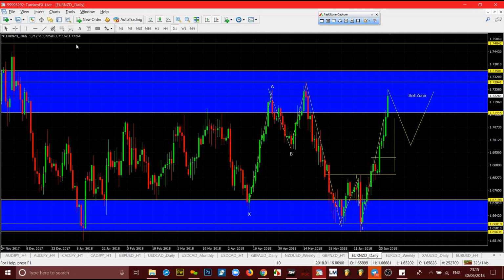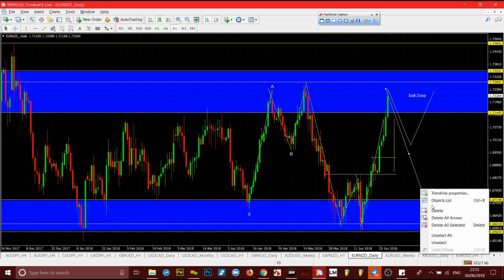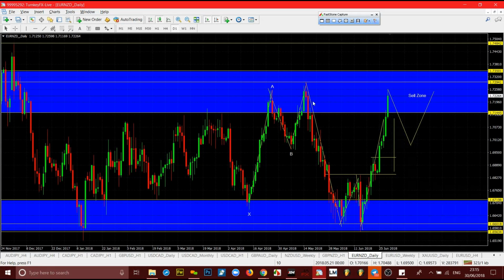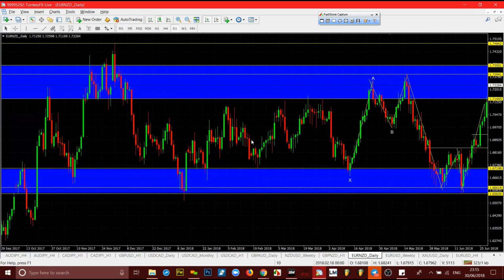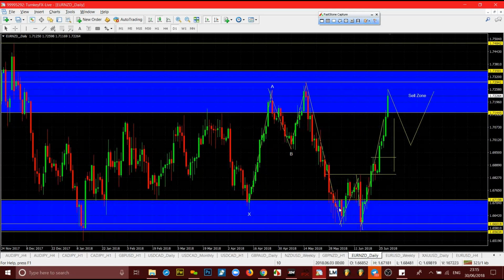So if you get in, try not to get in and expect it to go all the way down. It may not do that in one go. Just look at what happened in the past. Look at that. It went up, came down, went up and dropped. Then ranged a bit, went up, came down, went up, then dropped. So it did the same thing here. So just expect that kind of price action.